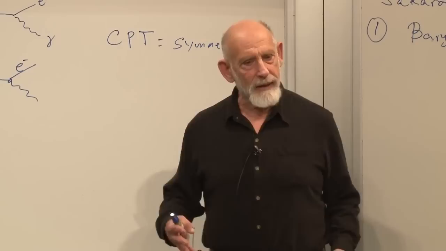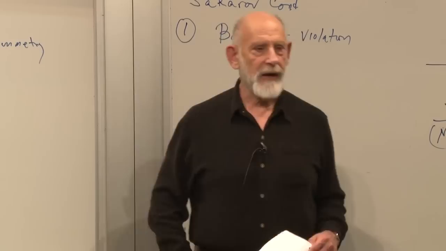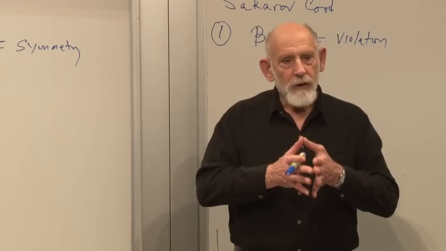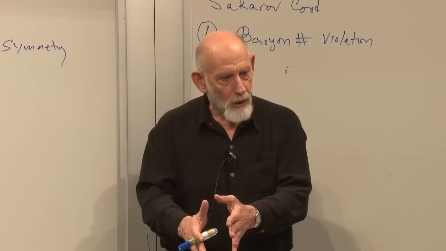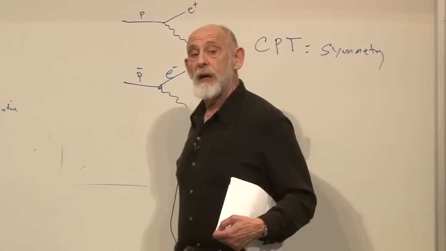Another way to say it is, if we allow baryon violation, that's not enough. That will just give you the statistical effect. You need something to push it in one direction. You need something to bias it toward particles rather than antiparticles. You need something in the laws of physics that will cause this baryon violation to be biased so that one kind of thing happens more than the other.